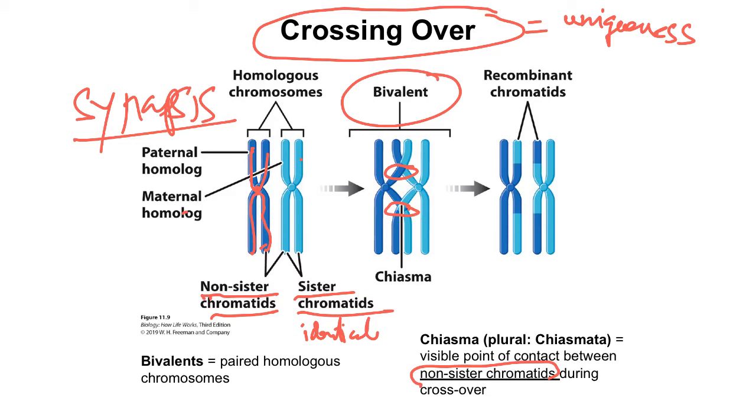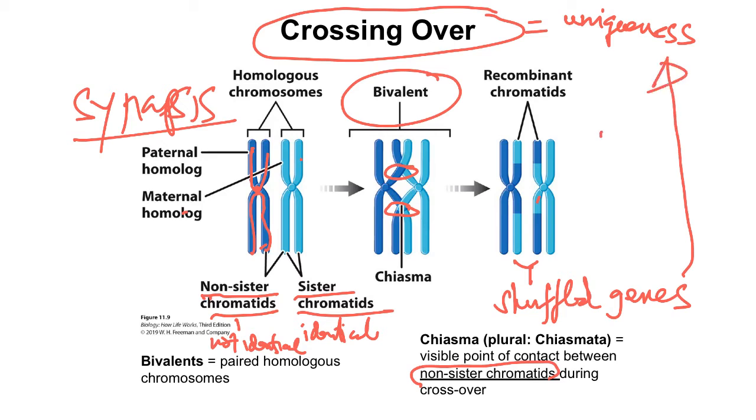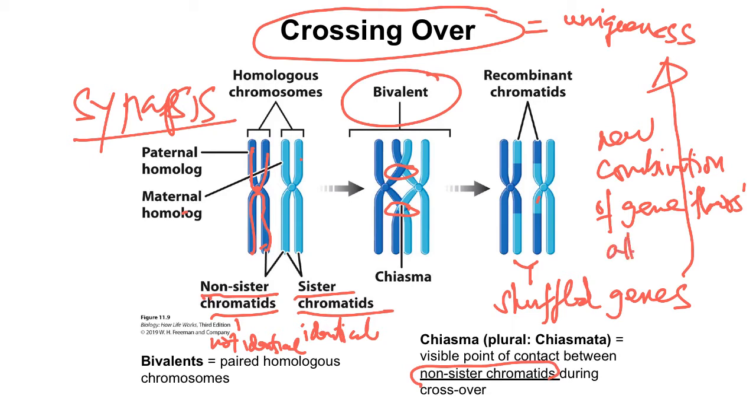And because non-sister chromatids are not identical to each other, what happens during crossing over is that they exchange segments so that you end up with chromosomes that have shuffled genes, which therefore generates a new combination of gene flavors, or what you will encounter later in genetics as alleles. Alleles are simply different versions of the same gene.